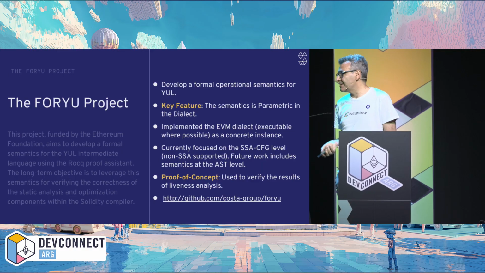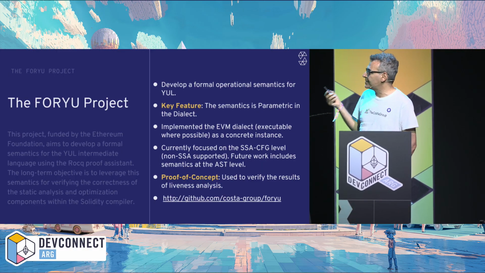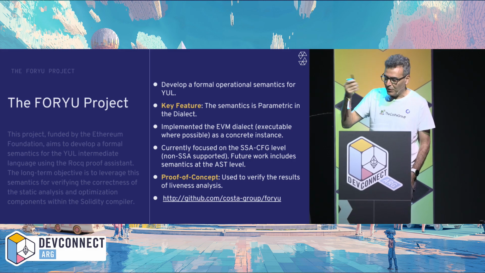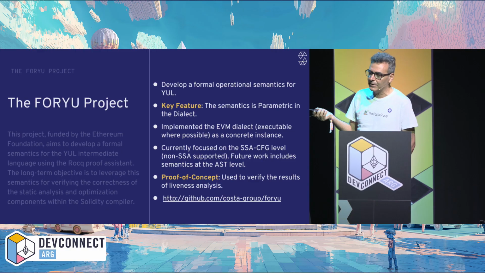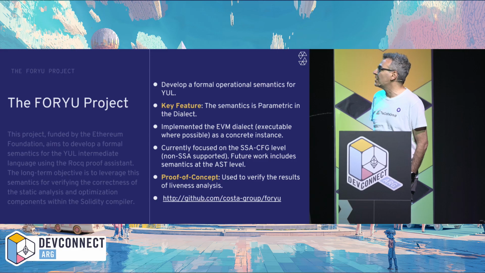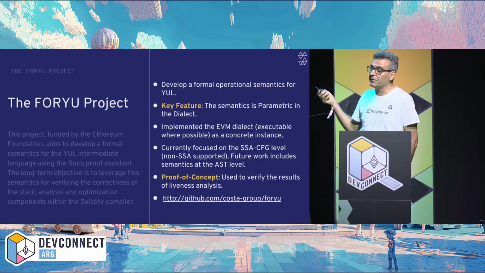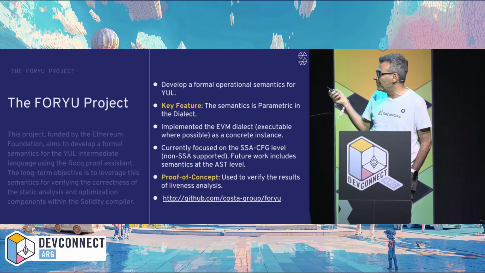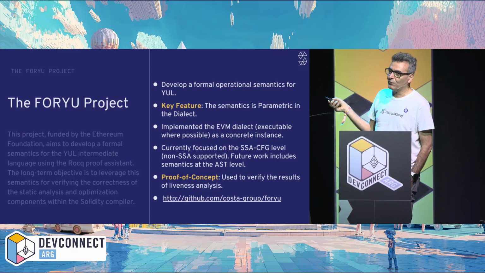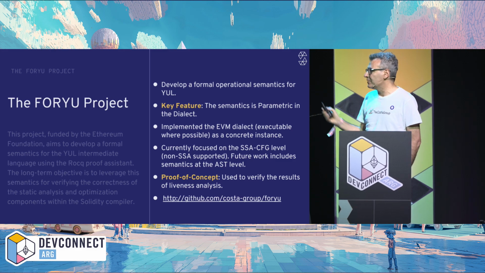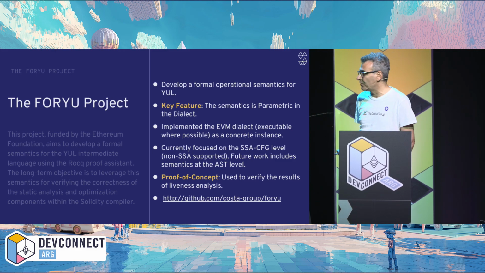So the For You project is exactly about this. It's about developing semantics for the Yul intermediate language, with the long-term goal to use it to verify static analysis results in the Solidity compiler. So we have developed these formal semantics for Yul in the proof assistant Rocq. The semantics is parametric in the dialect, and we have the EVM dialect implemented, almost executable when possible. The current semantics works at the level of the control flow graphs, not at the level of the AST. And for future work, we plan to also develop similar semantics for the AST.